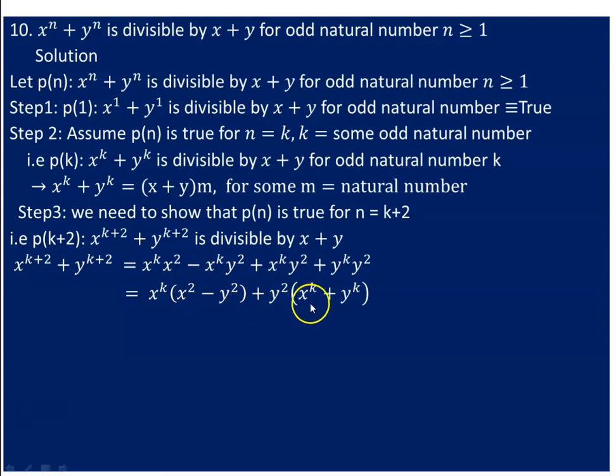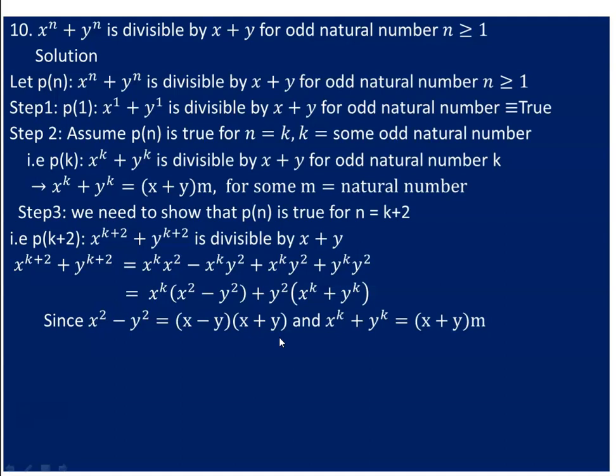How about here? It has been assumed that x to the power of k plus y to the power of k is a multiple of x plus y. You see this assumption I am making, this condition, because I can use this one. x to the power of k plus y to the power of k is a multiple of x plus y, because it has been said that it's divisible by x plus y. So in place of x to the power of k plus y to the power of k, I can use x plus y times m directly, okay?